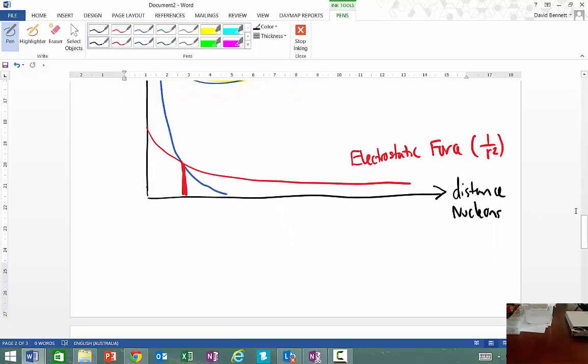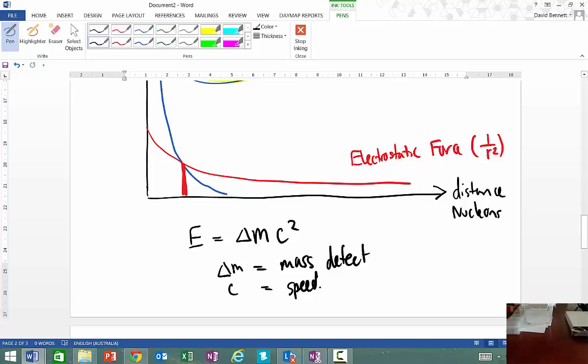Now it brings us on to probably the most famous equation in physics, and even people who don't do physics know it, even if they don't understand the equation. E equals mc squared. So we know that m is equal to the mass defect, and we know that c is equal to the speed of light. And we'll do some calculations to show you the amount of energy that's actually released when these particular atoms undergo radioactive decay.